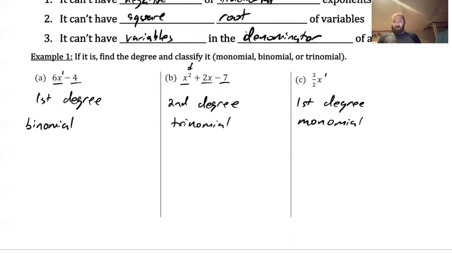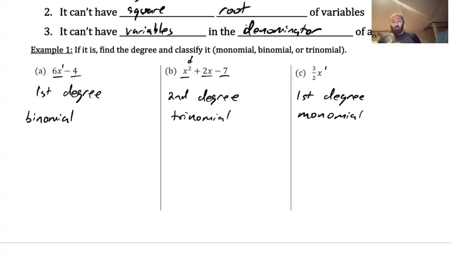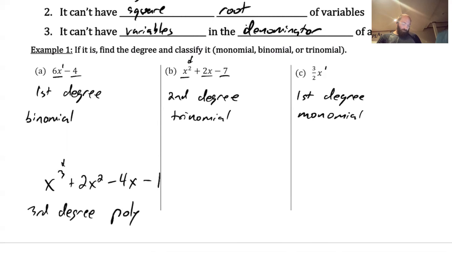Okay, after that, if I go any further than a trinomial, we just use the word polynomial. We don't worry about trying to make it 4 terms or 5 terms. We just say polynomial. So for example, x cubed plus 2x squared minus 4x minus 1. Based on that, this would be a third degree polynomial.